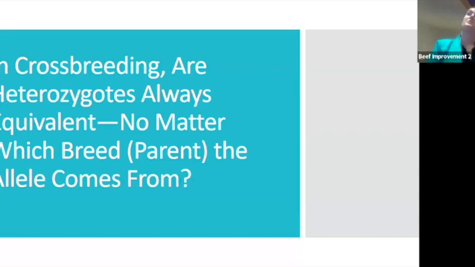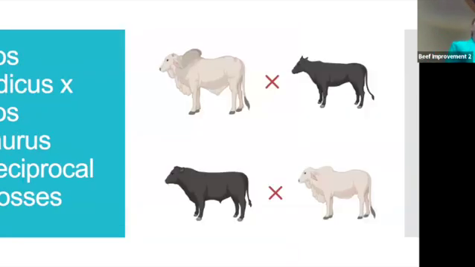In the crossbreeding, I worked through a series of questions to refine down my hypothesis. But my question started out as, are heterozygotes always equivalent no matter which breed or parent the alleles come from? That was my first question. What really got me on this trail was I worked under Dr. Jim Sanders and Dr. David Riley, and everyone at A&M had a big role in the reciprocal birth weight differences between Bos indicus and Bos taurus sires.